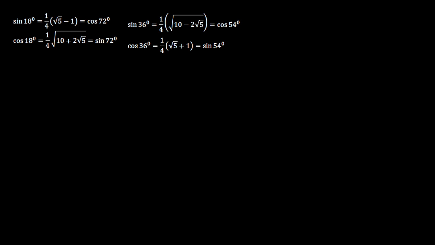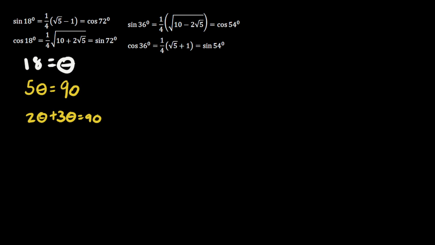Alright, so let's just consider 18 as theta. Let me use a different pen. Alright, let me just consider 18 as theta. That means 5 theta is equal to 90. And that means 2 theta plus 3 theta is equal to 90, right? So this would also mean that 2 theta is equal to 90 minus 3 theta, right?